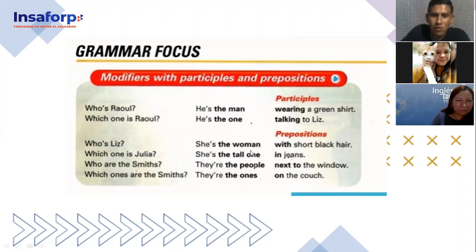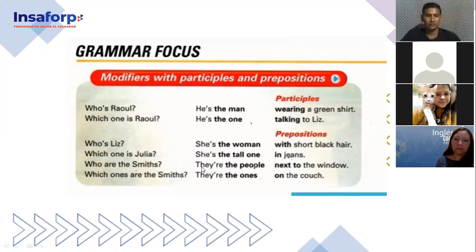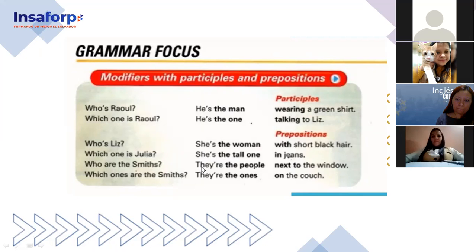Okay. She's the woman. Espérese que acabo de ver un gecko. Y me dan nervios, disculpen. Veamos, ajá. Juan, de nuevo, por favor. She's the woman with her black hair. She's the tall one in jeans. Thank you. Eduardo, la siguiente y Azucena la última, por favor. They are the people next to the window. Thank you. Azucena? They're the ones on the couch.